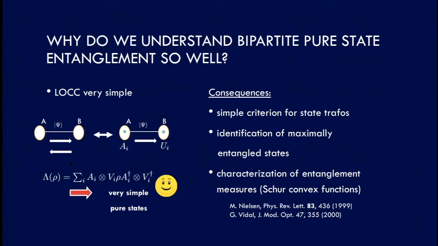And that's it. So we don't have to consider infinitely many rounds. We don't even have to consider that Bob makes a measurement. He just applies a unitary. And you can show that for pure state transformations, everything that you can do can be described like that. And of course, these maps are very simple.